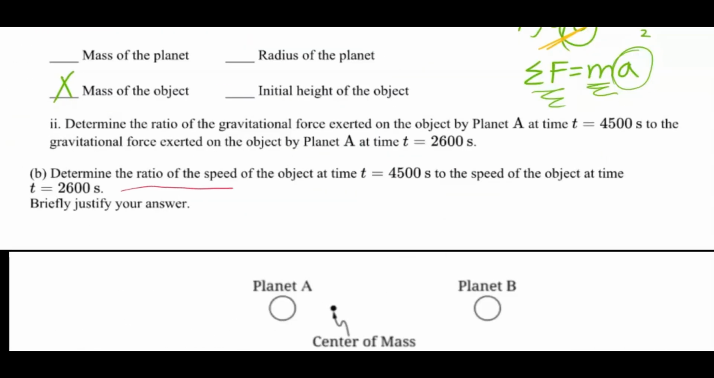All right, part B wants us to determine the ratio of the speed of the object at time t equals 4,500 seconds to the speed of the object at time 2,600 seconds.